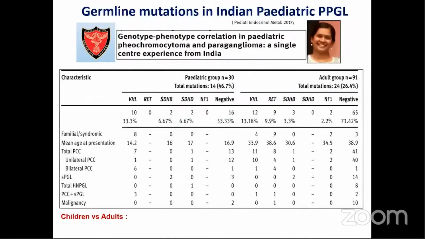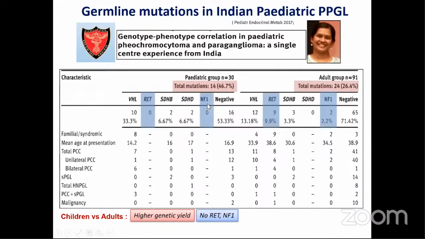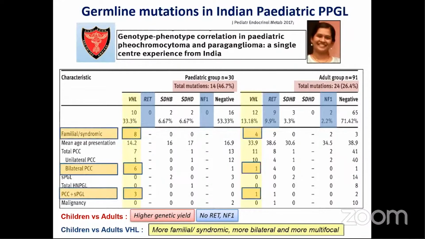We also had analysis for pediatric PPGL and their genetics. They had a significantly higher proportion of mutations when compared to adults. Compared to adults, there was no RET or NF1 mutation documented in our pediatric patients, whereas VHL was the most common in both groups, but it was much higher in children. The children had a higher frequency of familial syndromic presentation, bilateral PCC, and multifocal disease.